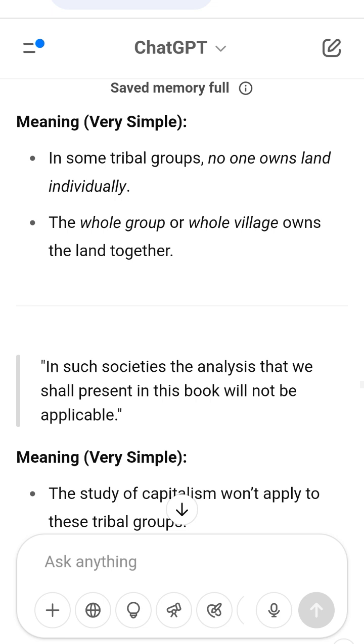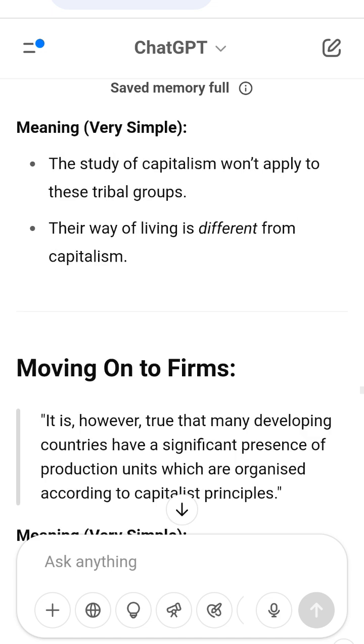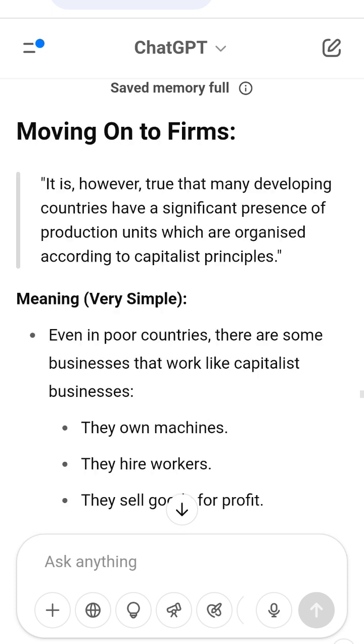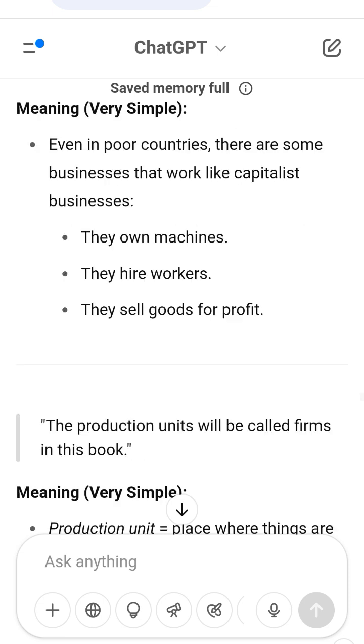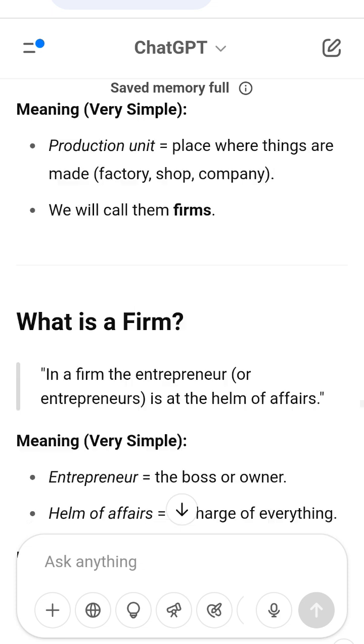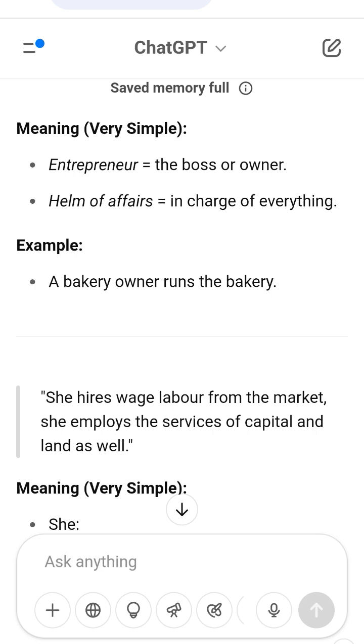5. Special case of poor, underdeveloped countries. In many poor countries, farming is mainly done by families themselves. Wage labor, hiring workers, is rare. Most crops are grown for self-use, not for selling. Families usually don't have many machines or tools, no big increase in capital. In tribal societies, land is owned together by the whole tribe, not privately.